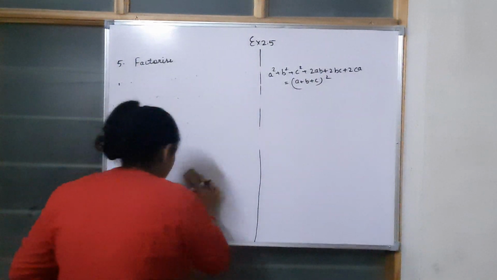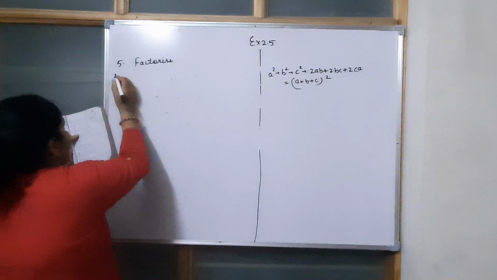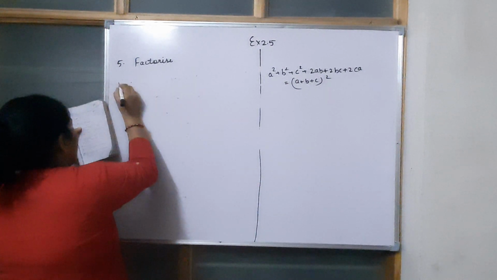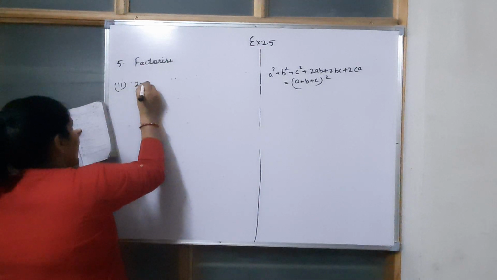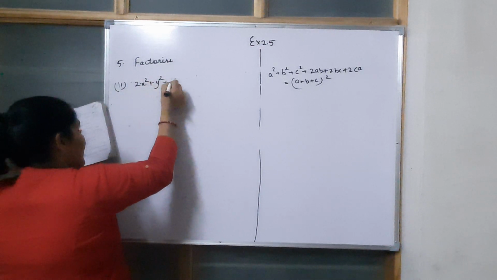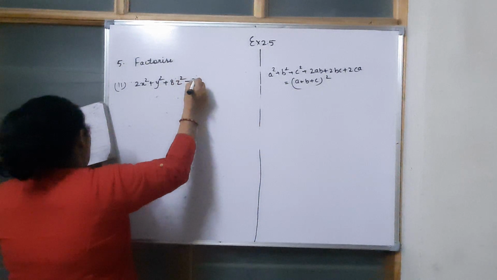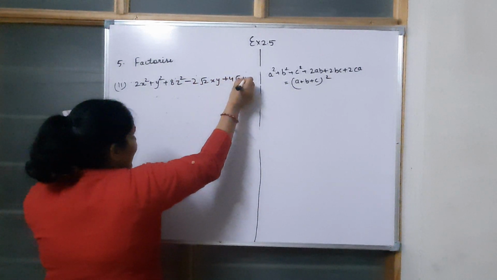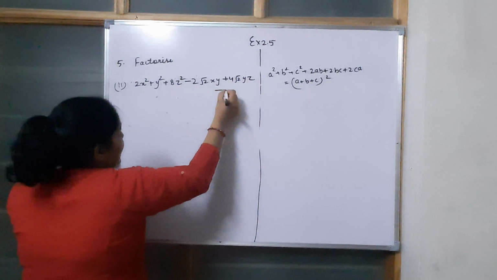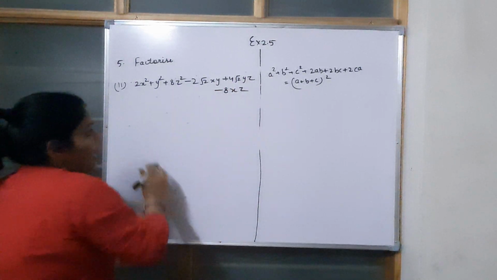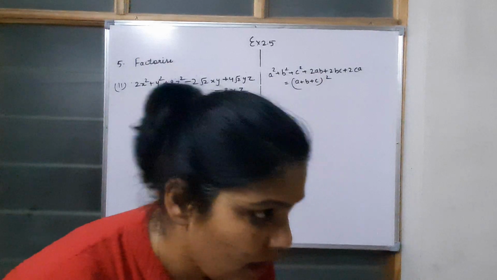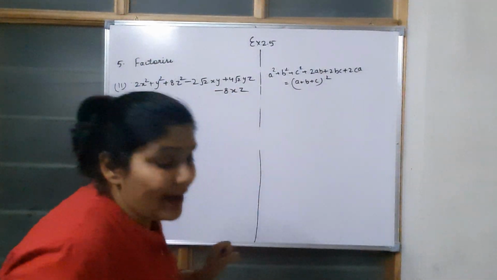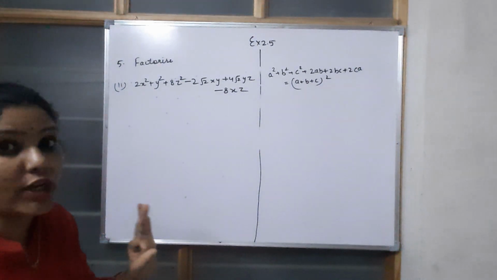Our next question is the second part: 2x squared plus y squared plus 8z squared minus 2 root 2xy plus 4 root 2yz, and then we have minus 8xz. Again we have 6 terms. Let's try whether we can apply this identity or not. Again, I am telling you, you are not supposed to change the values.